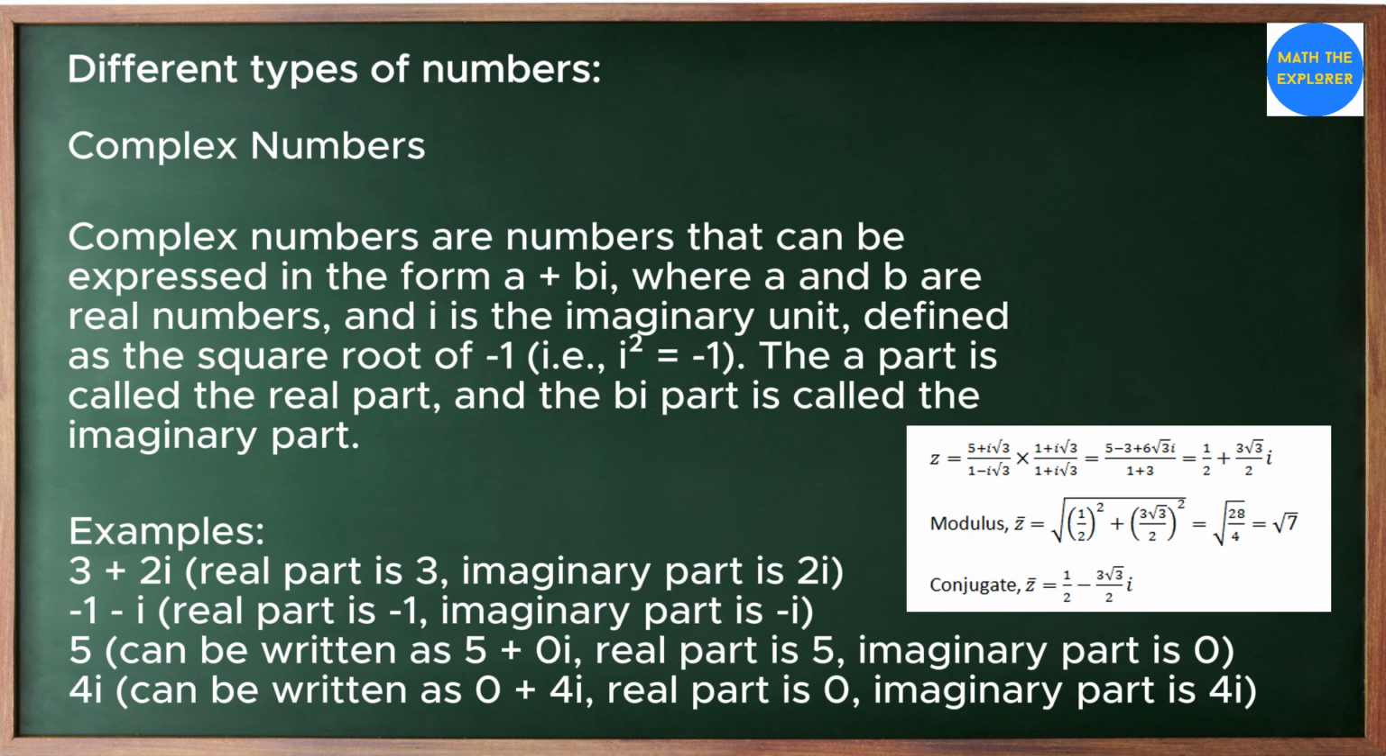Examples: 3 plus 2i, real part is 3, imaginary part is 2i. -1 minus i, real part is -1, imaginary part is -i. 5 can be written as 5 plus 0i. Real part is 5, imaginary part is 0. 4i can be written as 0 plus 4i. Real part is 0, imaginary part is 4i.